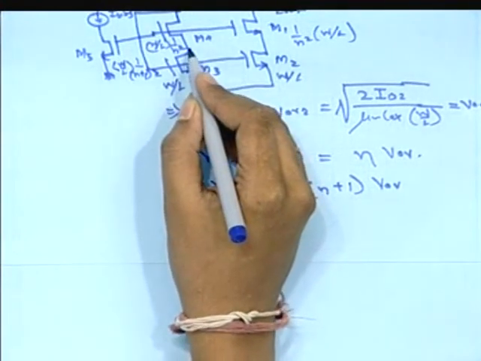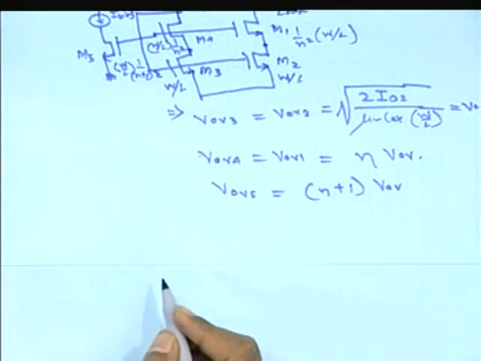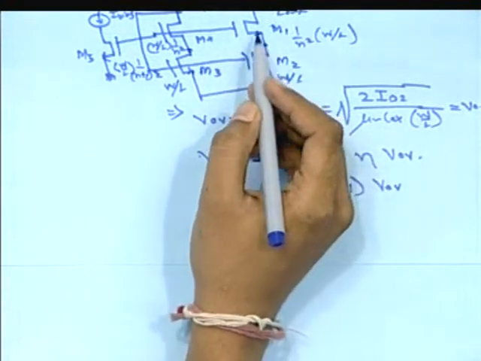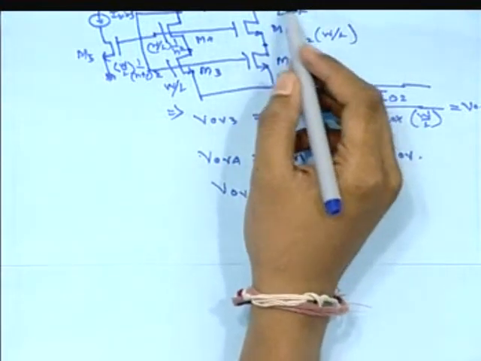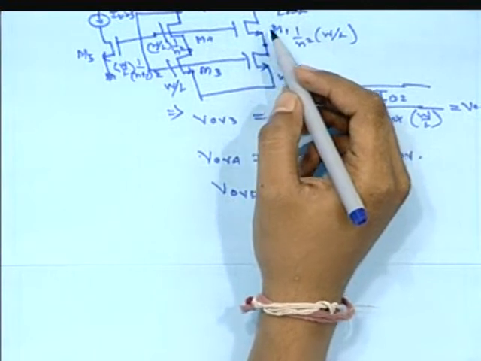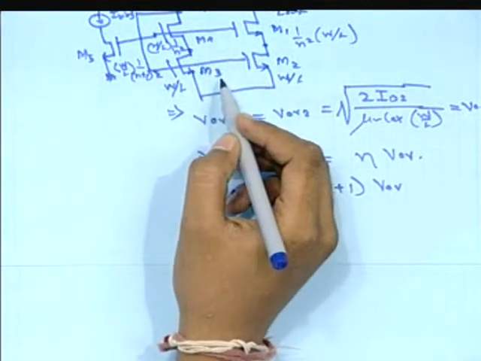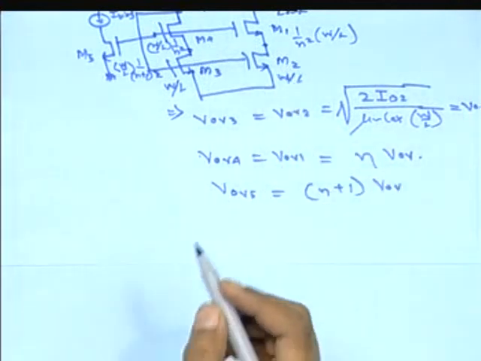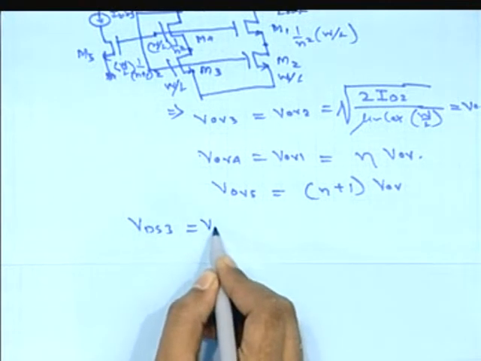We want these two node voltages to be equal, because this voltage will not be affected by output voltage perturbation, since the output resistance is very high. So we need only these two voltages, the drain to source voltages of M3 and M2, to be equal. So VDS3 equals VDS2.